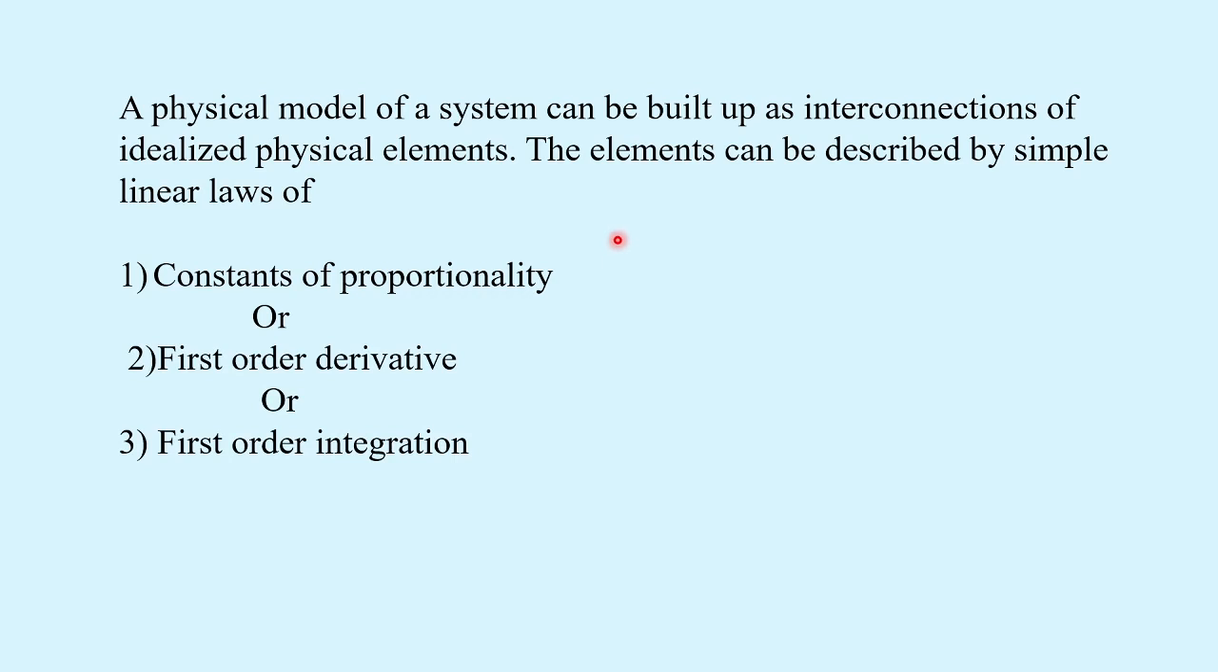There are so many types of mathematical modeling. That means in this mathematical model, we form the differential equation, the mechanical system and electrical system. We can convert this into differential equation, that means mathematical model.